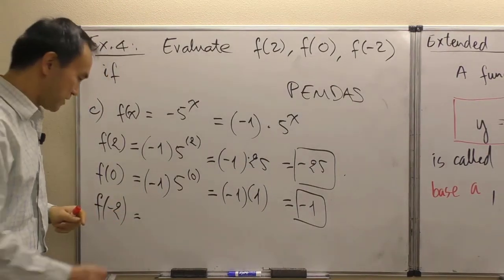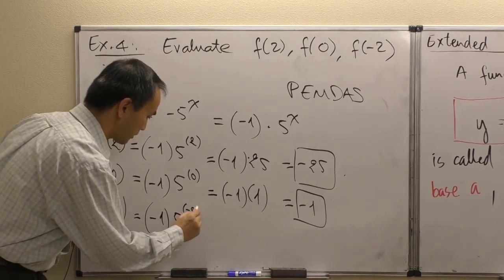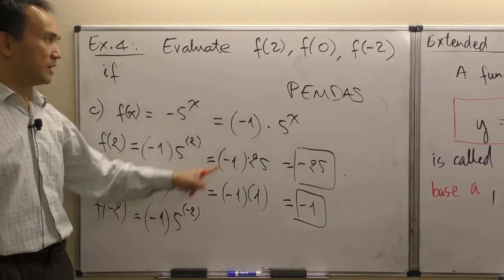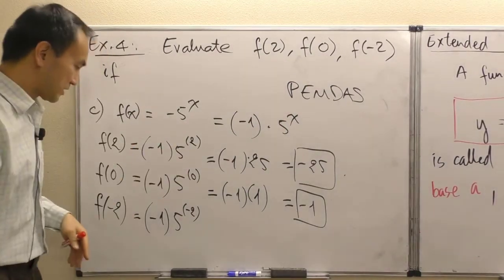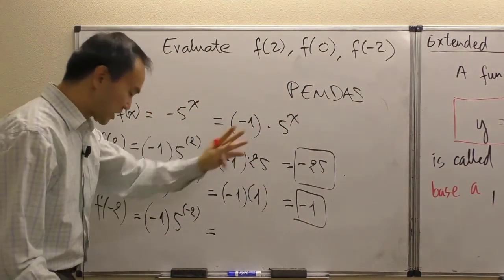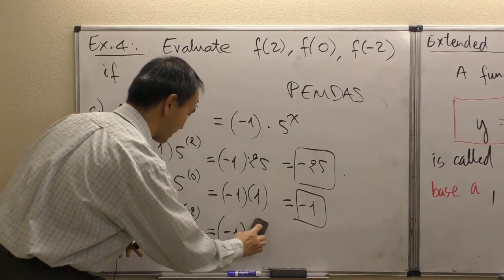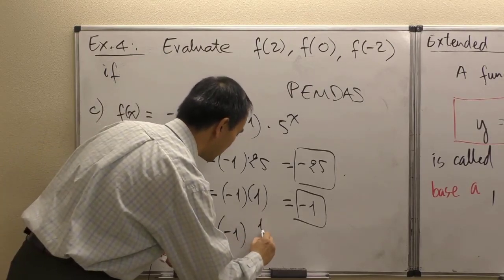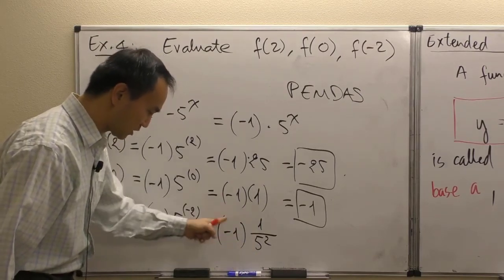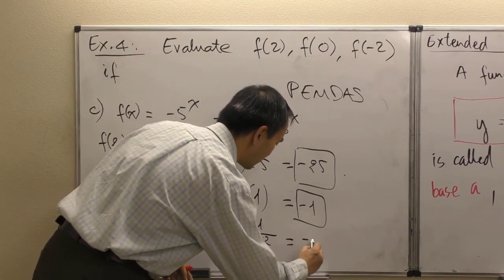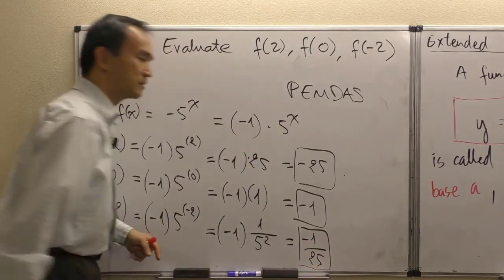And then f of negative 2 right here. F of negative 2 means here we're looking at negative 1 as the coefficient times 5 to the negative 2. So I just successfully substituted that negative 2 into the place of our x in the function. To evaluate further, we're looking at negative 1 times 1 over 5 squared in the denominator, which is 1 over 25. And then multiplied together with a negative 1, it's going to be a negative 1 over 25 right here.